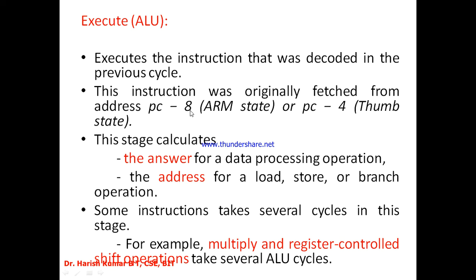PC minus 8. This I've already explained to you. Now, the instruction which is currently under execution is in the execute stage. So first is the fetch stage, decode stage, and execute stage. If I say the instruction is in the execute stage, what will be the PC value? It is PC minus 8, because the next instruction that is fetched is PC plus 8. And similarly, if I assume it is in the Thumb state, it is PC minus 4.